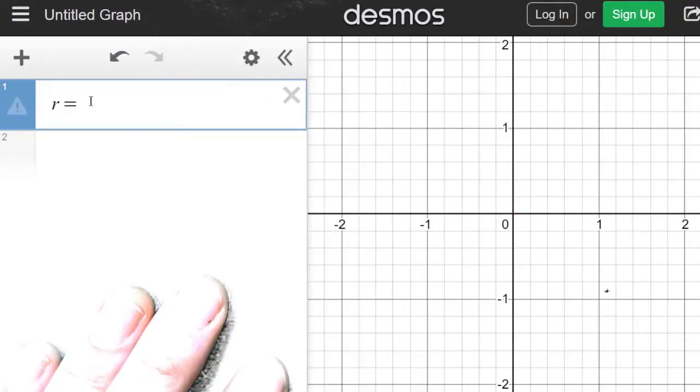Okay, let's try something just slightly more complicated. Let's try r equals theta.